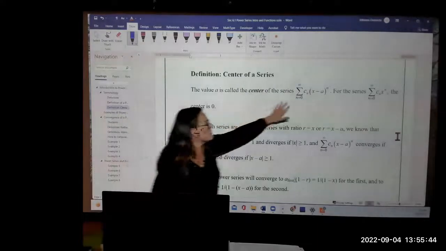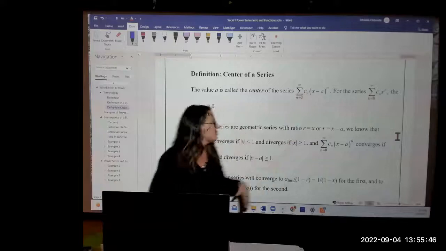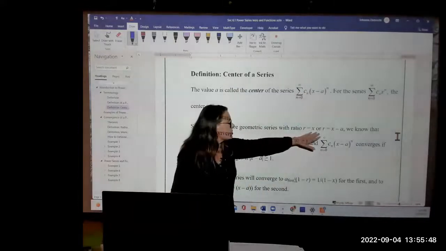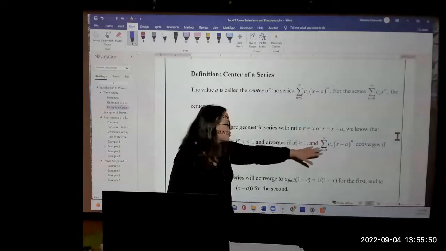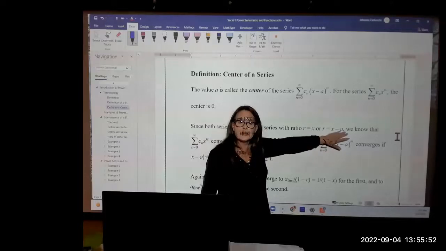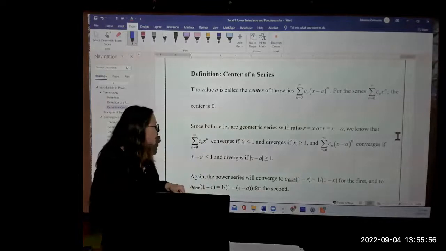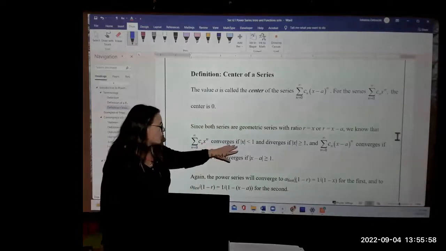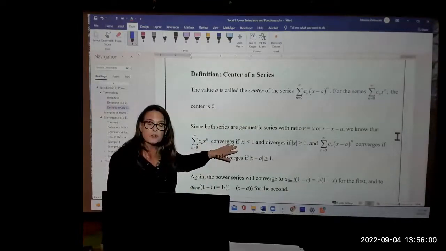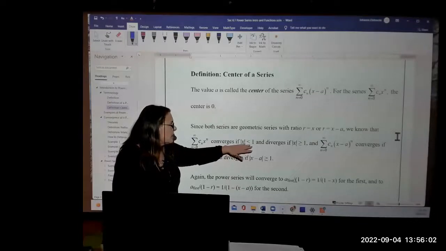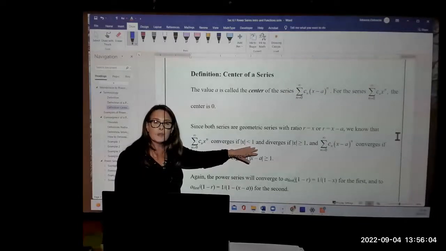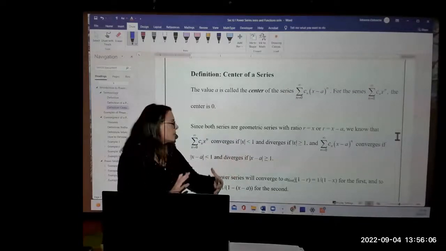Now, both of these are written in geometric form. We know that the ratio is x for the simpler one, and the common ratio is the quantity x minus a for the more complicated one. And we know that the simpler one will converge, based on the rules for geometric series, if the magnitude of x is less than 1. In other words, if x is between -1 and 1.